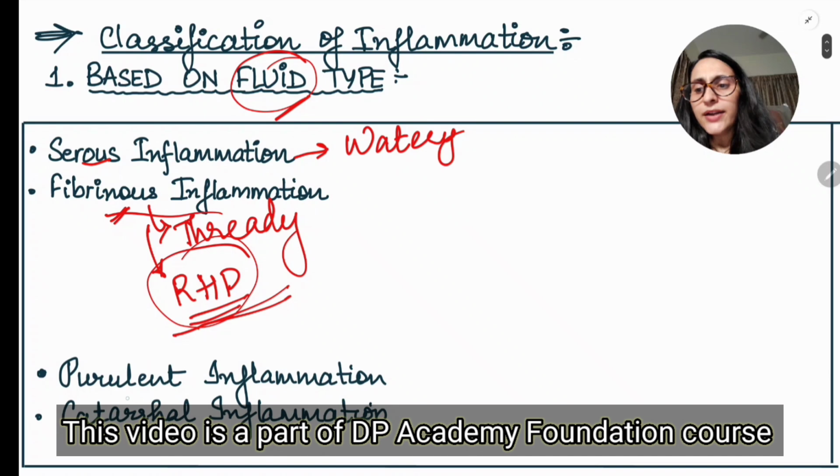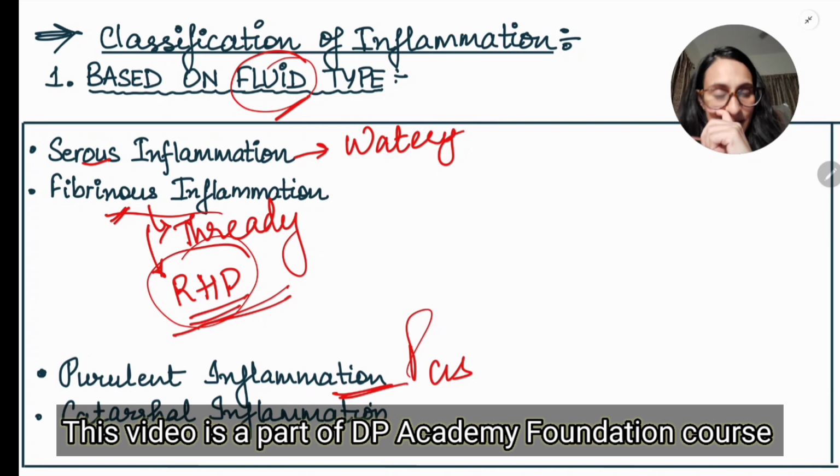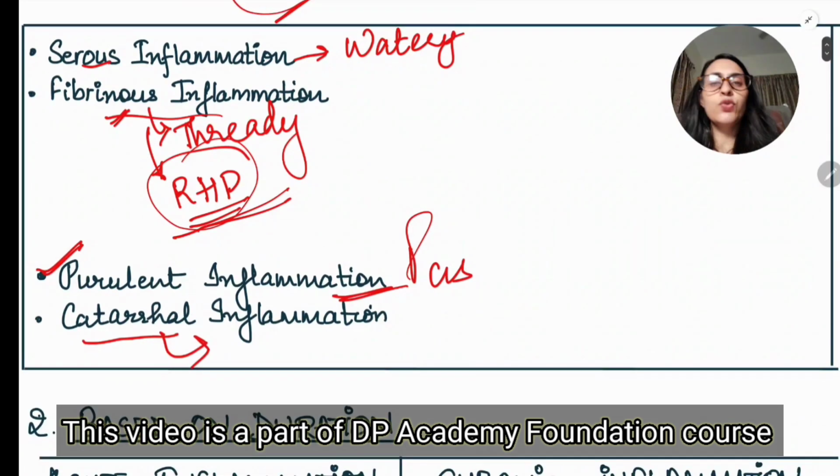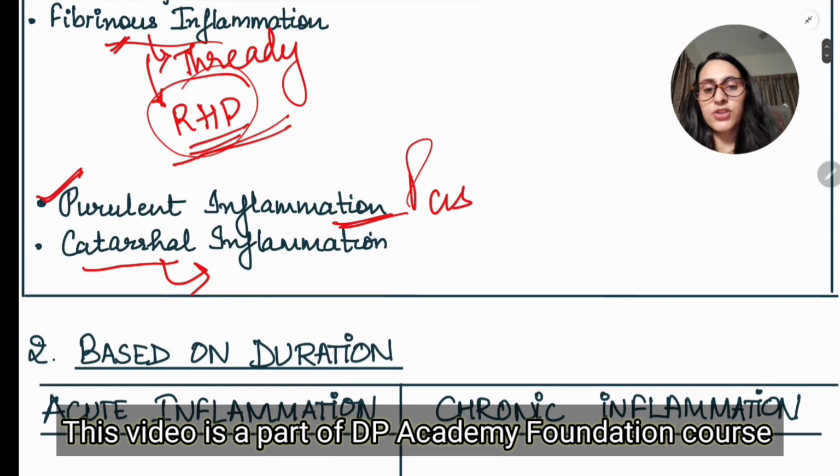Now, another kind: if it is pus, then we call it purulent inflammation. It is associated with, say, abscess, cellulitis. In abscess, there is pus discharge, and if it is associated with inflammation, that is purulent inflammation. Then we have catarrhal inflammation. In that, there is mucus and water. For example, in case of common cold, that is a catarrhal inflammation. So basically, if mucus and watery fluid is discharged, then we call it catarrhal inflammation.